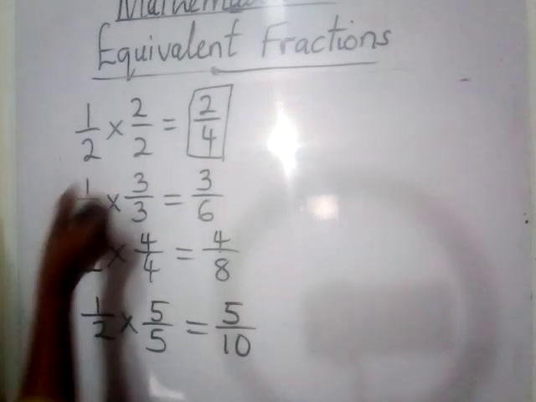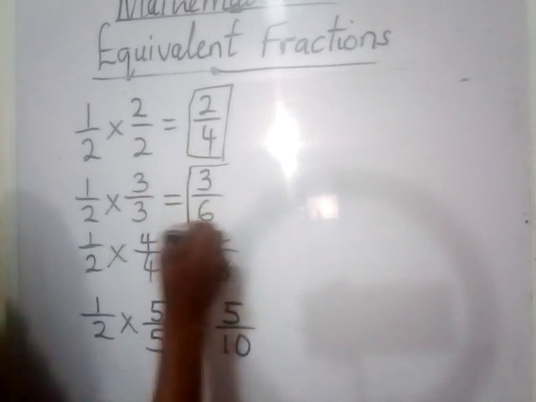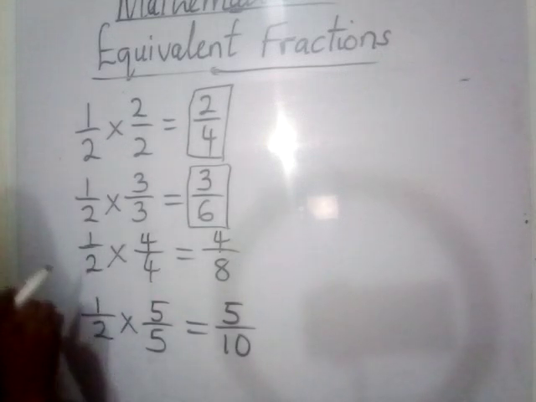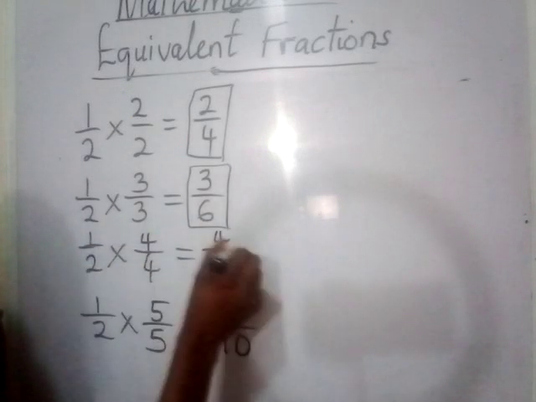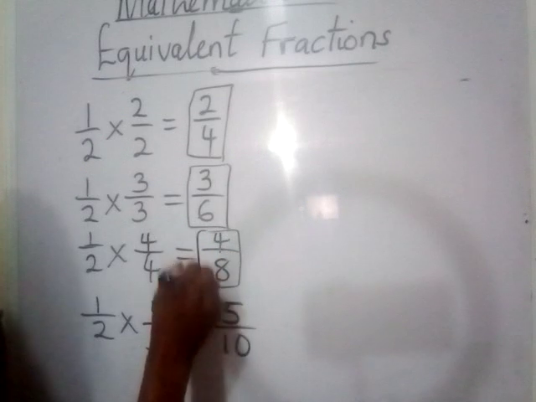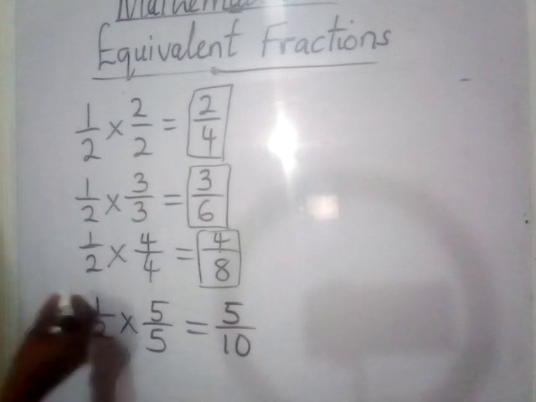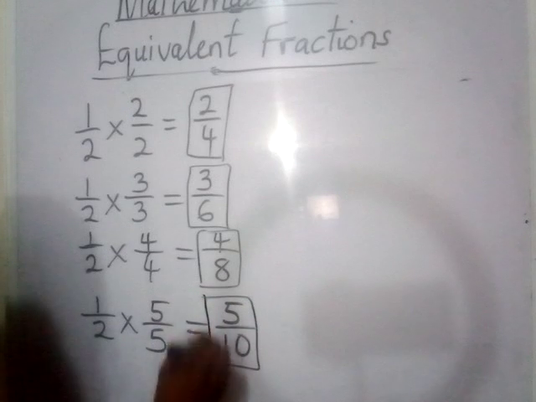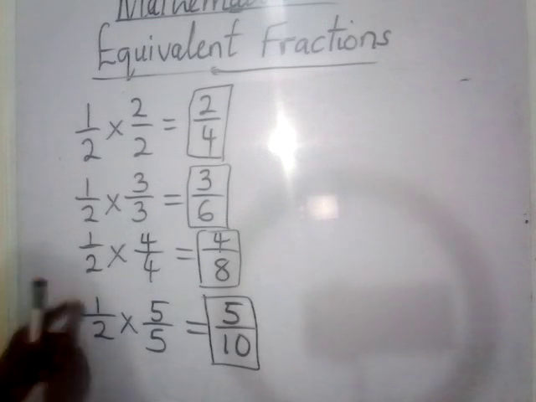Now let's move down. You have again 1 over 2 times 3 over 3. It gives us 3 out of 6. 3 over 6 again is an equivalent fraction of 1 over 2. Again, 1 over 2 times 4 over 4. Half times 4 over 4. 1 times 4 is 4. 2 times 4 is 8. So again, 4 out of 8 is an equivalent of half. And lastly, you have half times 5 over 5 equals 5 over 10. And that again shows that 5 over 10 is an equivalent of 1 over 2.